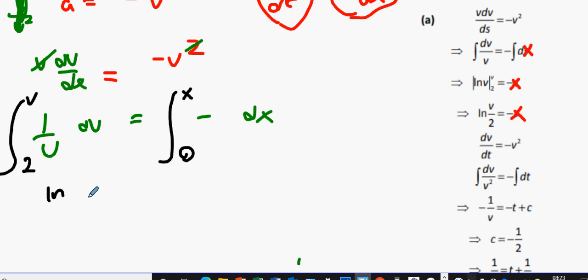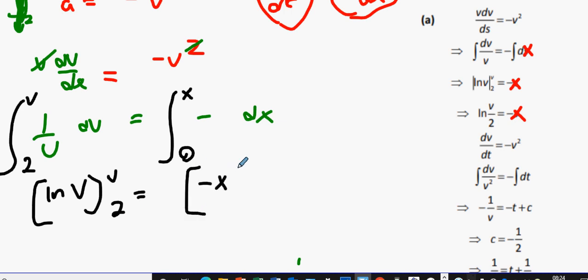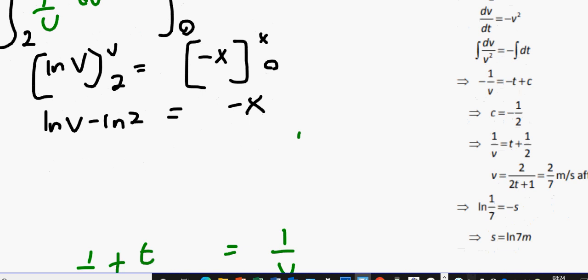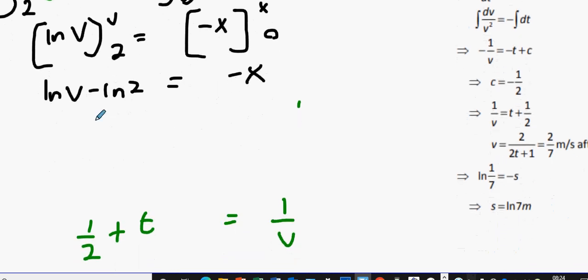ln. We should be getting ln v from v equals 2, minus x from x equals 0. So ln v minus ln 2 equals minus x, and now we're left with ln of v over 2 equals minus x.